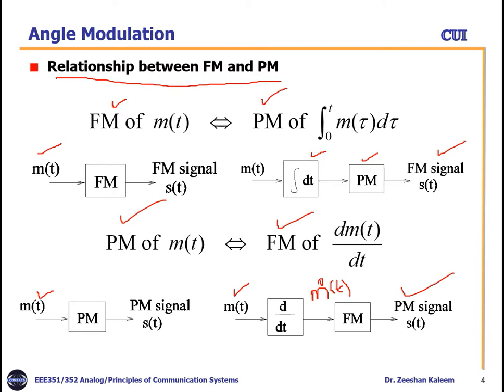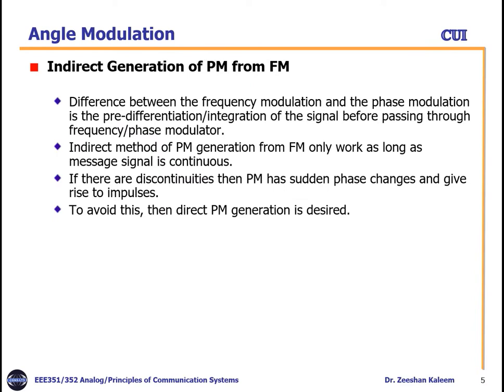It means that by using one modulator, we can generate the other signal as well. So this is called indirect generation of a PM from FM, or indirect generation of an FM from PM. So when can we use this, or when can we adopt this method? This is the important point.